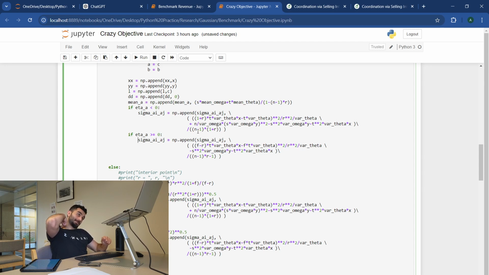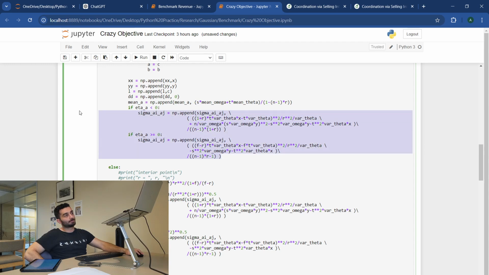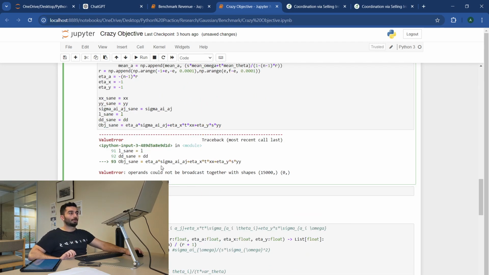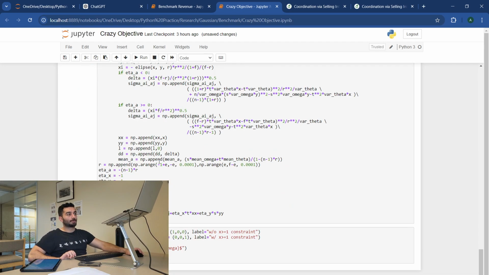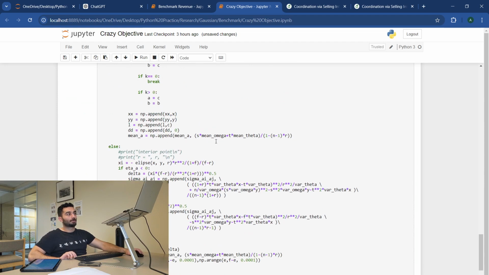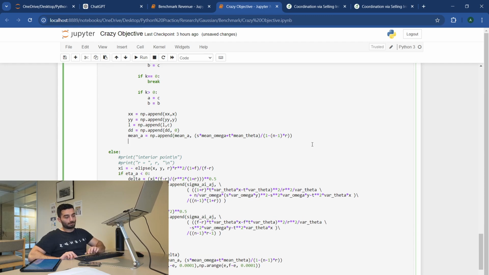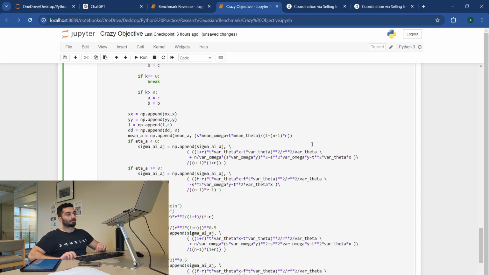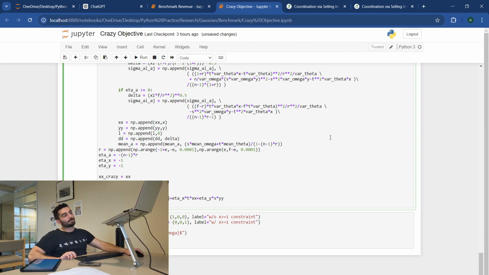So now it works, and then we should do the same here. It seems then we have a lot of interior points here. Perfecto.